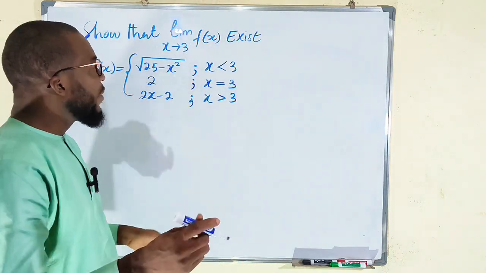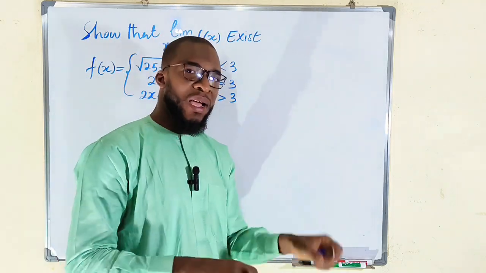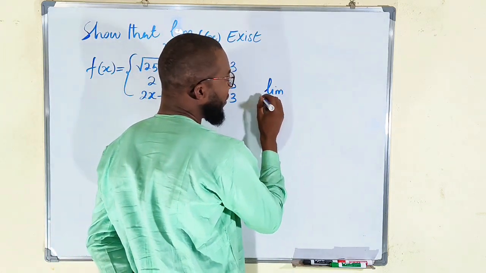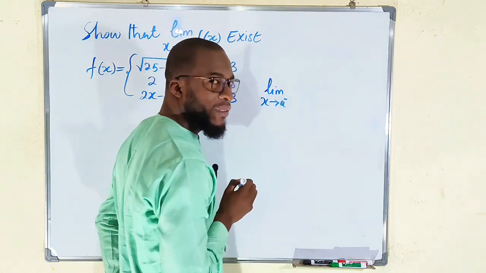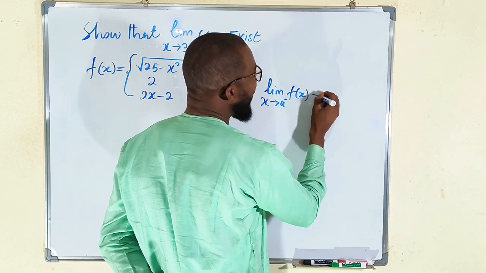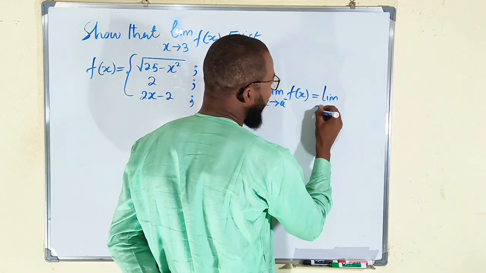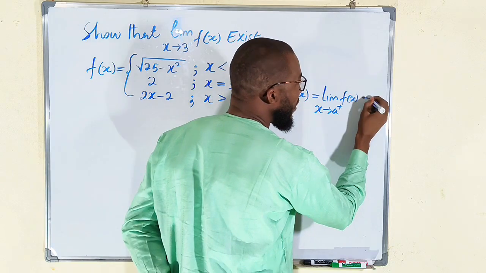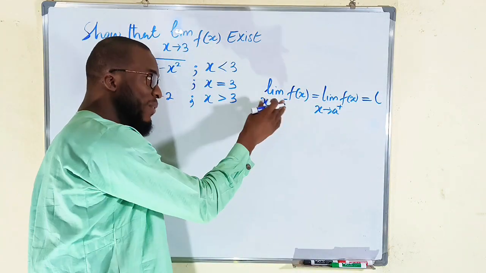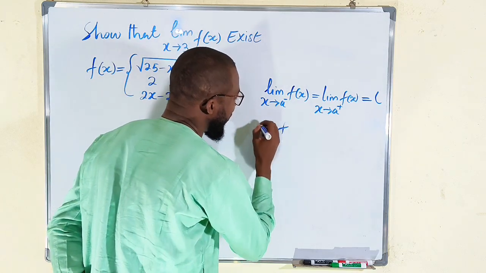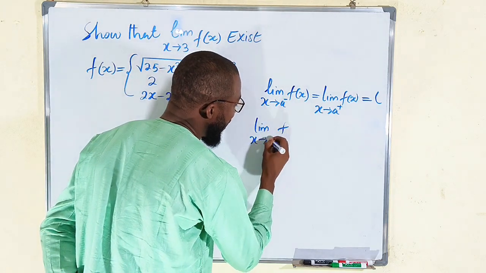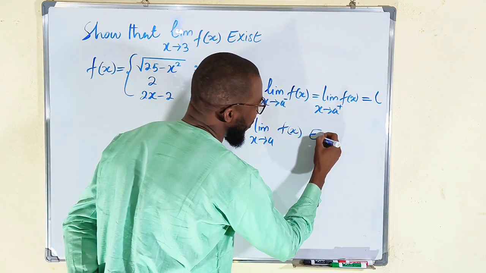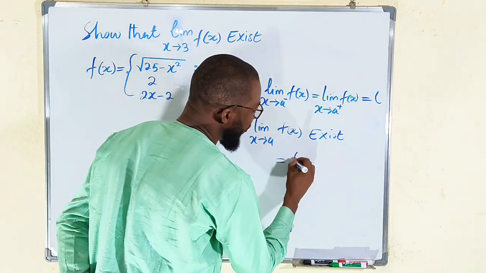What does this mean? For a limit to exist, both the left and the right hand side limits must be the same. For example, if the limit as x approaches a from the left hand side of the function f of x is equal to the limit as x approaches a from the right hand side of the same function, and they are equal to something, say L, then we say that the limit as x approaches a directly, without any sign, of the same function also exists and equals L.